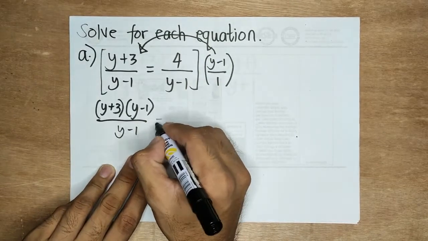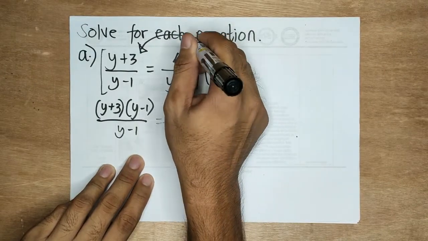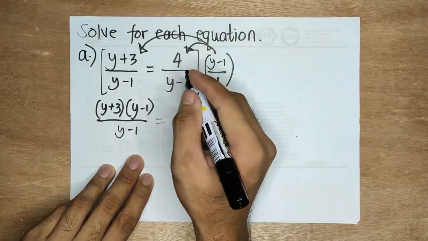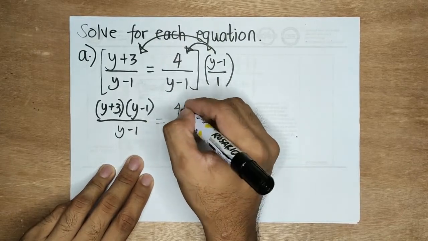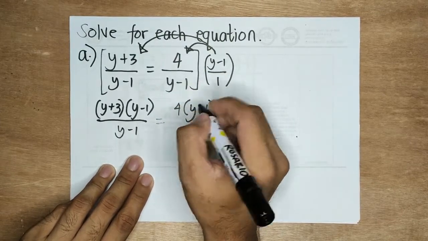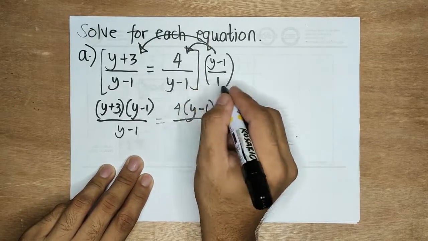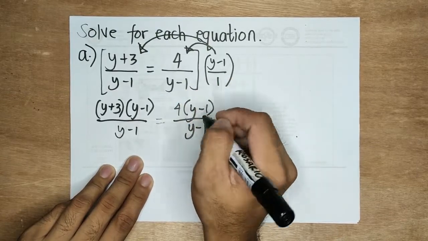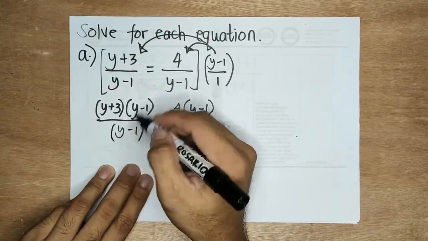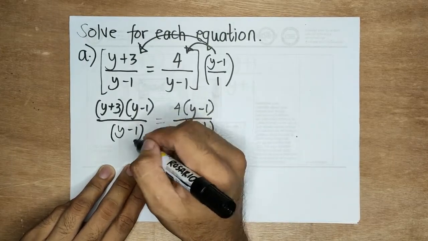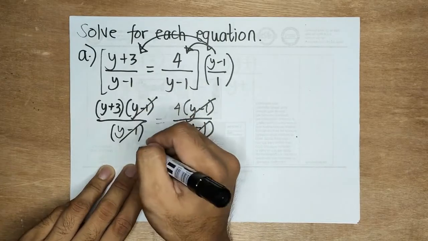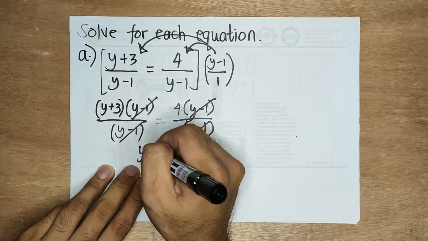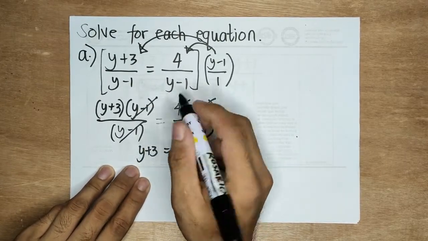Okay? Is equal to the LCD times this one. So, 4 times y minus 1, so we simply copy 4 and then parenthesis y minus 1 all over y minus 1 times 1 is y minus 1. So as you can see, may pareho sila. We can immediately cancel them out. So ang naiwan ay y plus 3 is equal to 4.